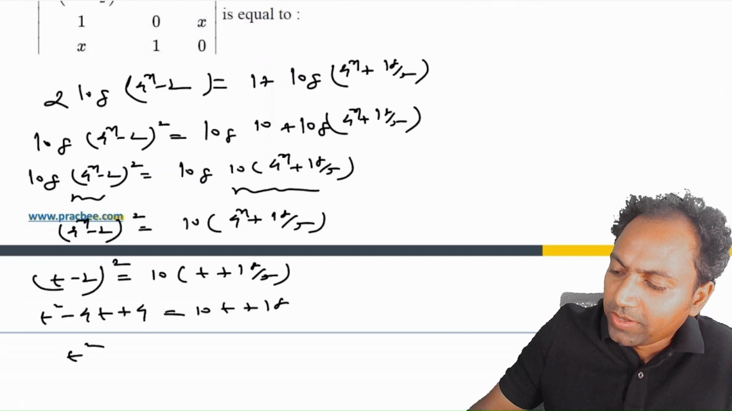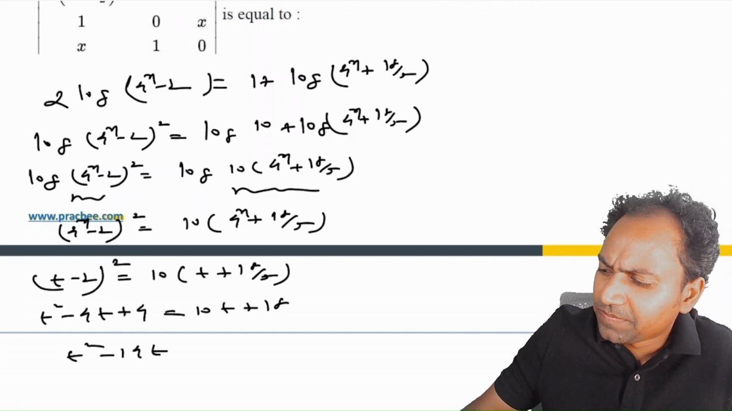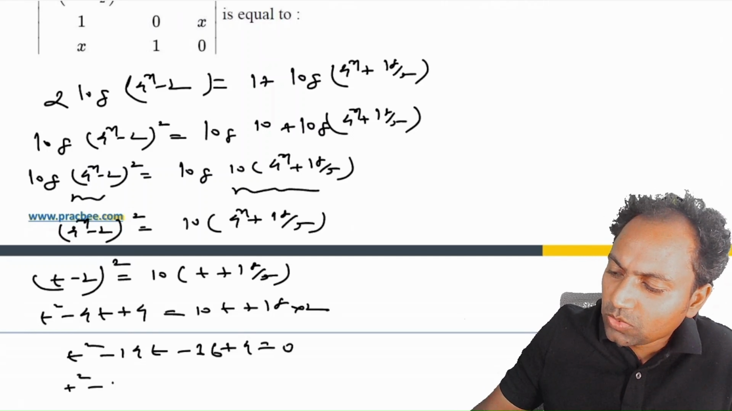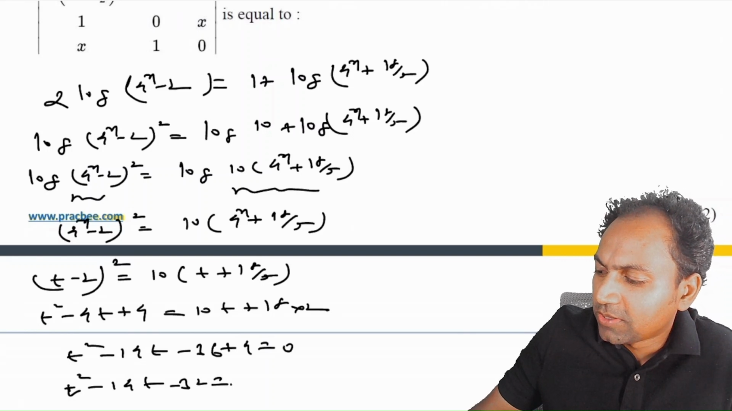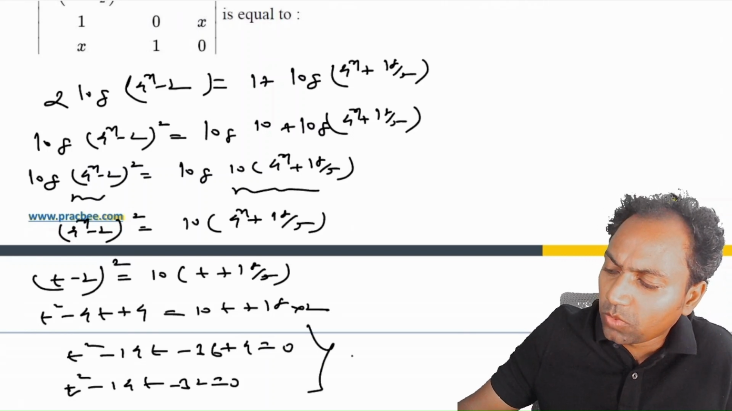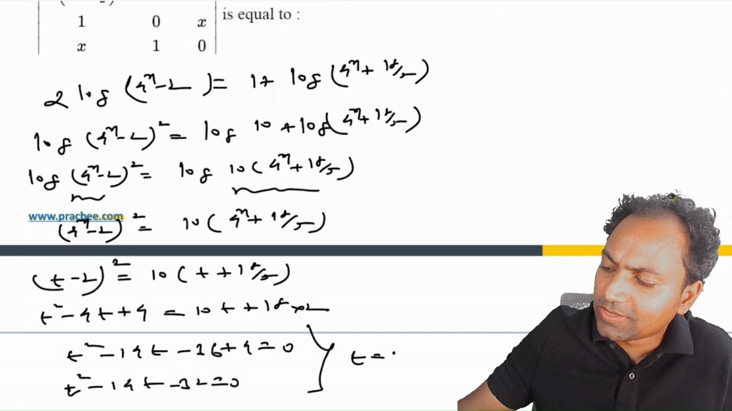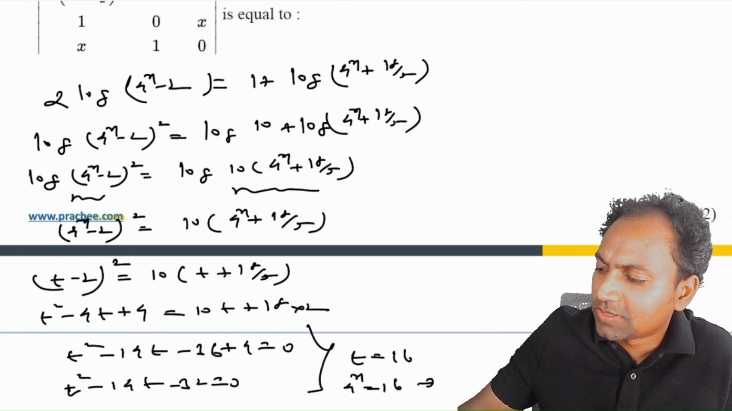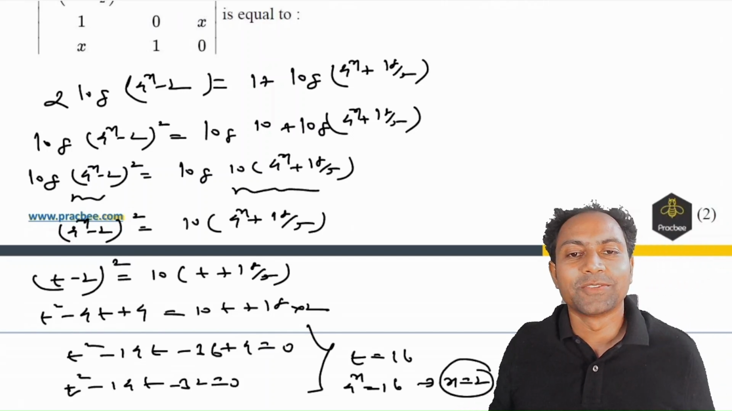And you get a quadratic equation t square minus 14t minus 36 plus 4 equal to 0, or t square minus 14t minus 32 equal to 0. So from here, the valid value of t that you get is nothing but 16. And 4 raised to the power x is equal to 16. That means x will be equal to 2. Alright. So we have solved this.